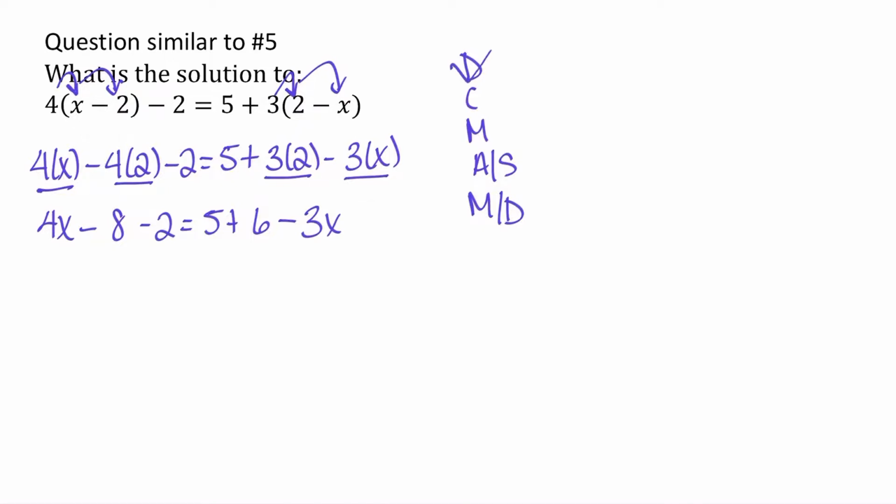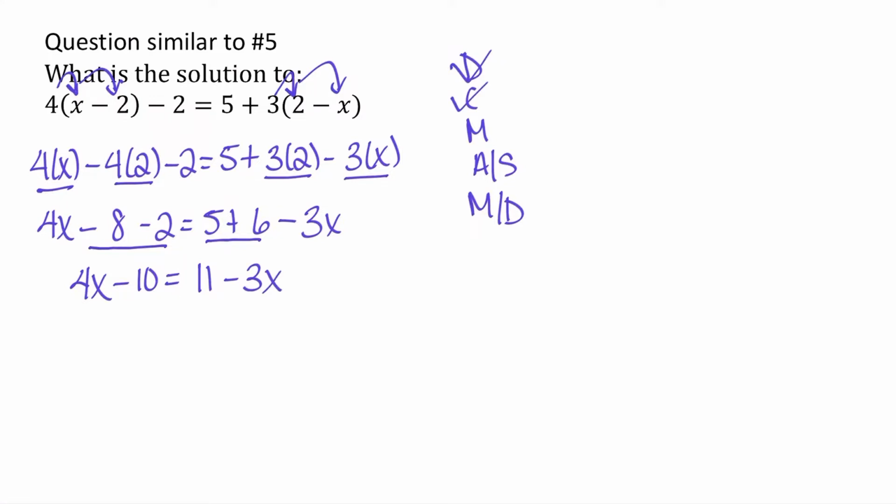So I'm done distributing. Now I need to combine the like terms that are on either side of my equation. So on the left side, I have a minus 8 and a minus 2. And the right side, I have a 5 plus 6. So let's go ahead and combine these like terms. So we have 4x minus 8 minus 2 is minus 10. And that equals 5 plus 6, which is 11. And then we have minus 3x. So we've combined all the like terms.